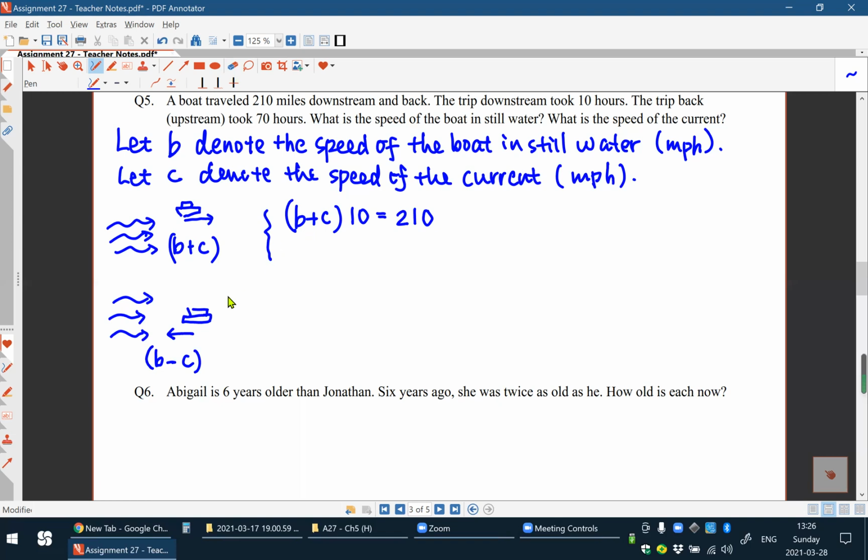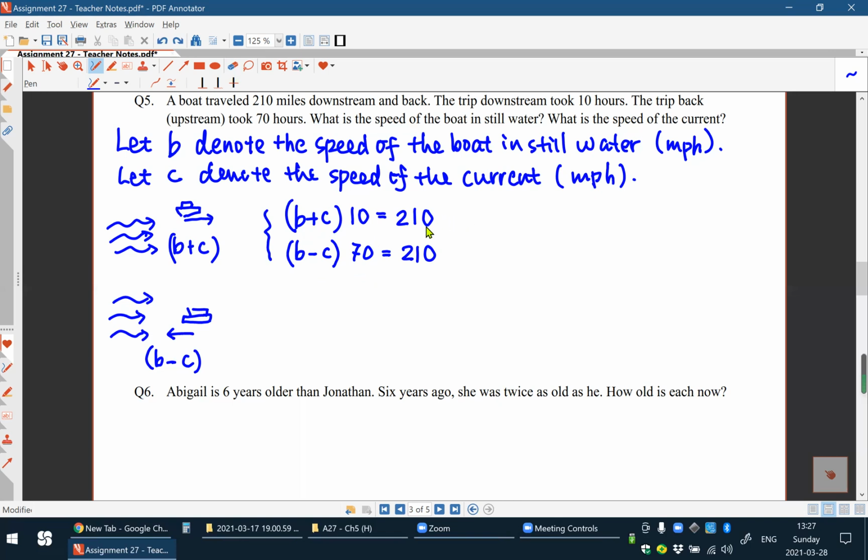Second, when we travel back upstream, the speed is actually B minus C. And the time taken is 70 hours. And the distance traveled is also 210, right? Okay, this makes sense, right? Because when the speed is B plus C, this is a higher speed, and when you have a higher speed, we have less time, right? When we travel back, the speed is slower. When we have a slower speed, it will take more time to finish the same trip, right? So this makes sense.